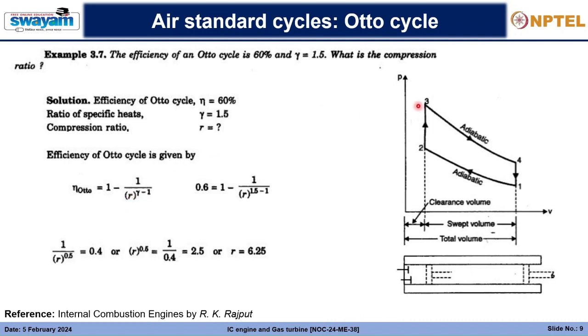That is the ratio of the volumes in compression. So V2 divided by V1. Sorry, the total volume divided by the clearance volume, so V1 divided by V2. Sorry, I said the opposite. And that is 6.25, you can see.